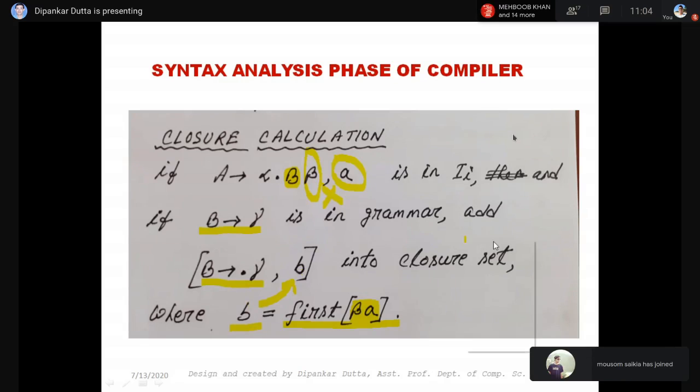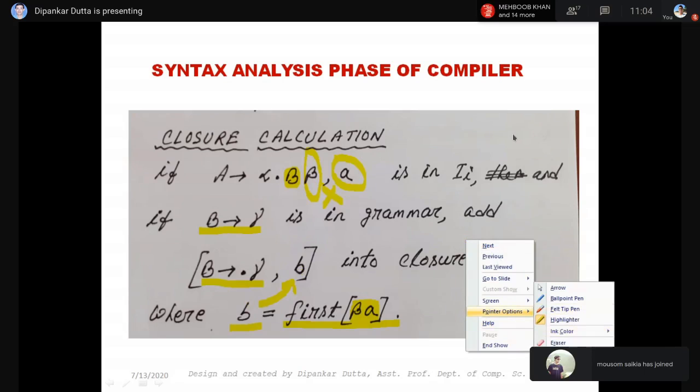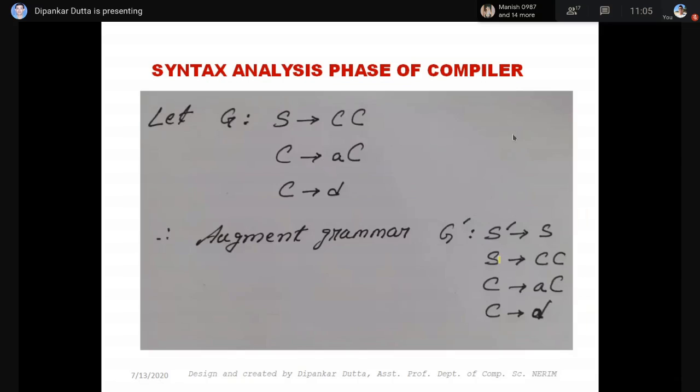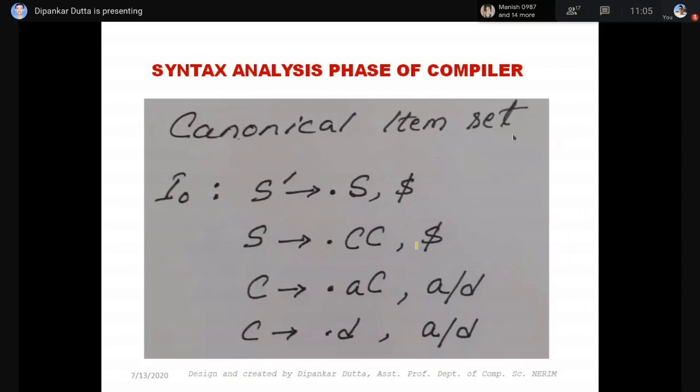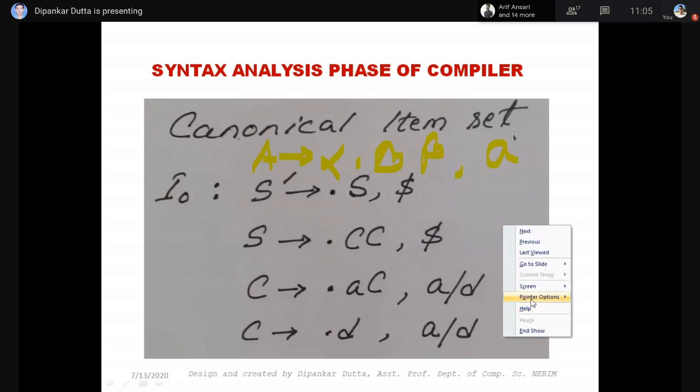As for example, come here. Suppose consider this first production. S dash implies dot S, comma dollar. Can you compare this production with A implies alpha dot B beta comma a? Can we compare it with this production? Yes or no?